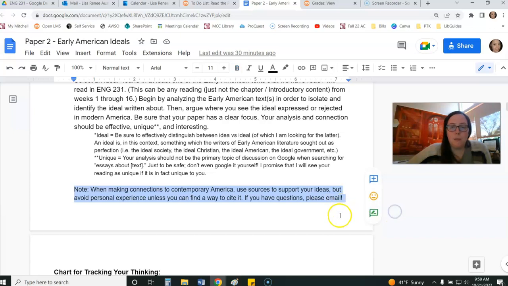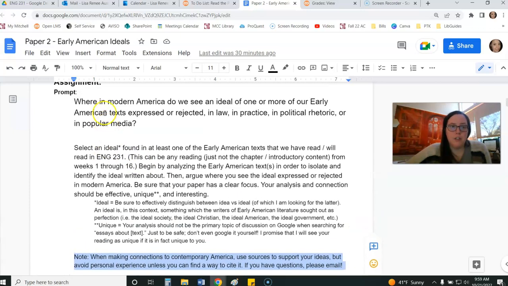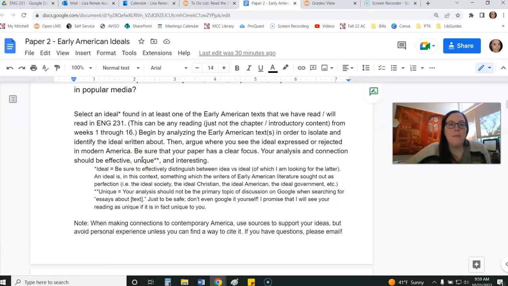One thing to note, I've had some papers in the past that cite just personal experiences instead of secondary sources when they are trying to argue whether this ideal still exists or not. And I find those papers to be ineffective. I think that you might mention a personal experience briefly in a sentence in conjunction with some secondary sources, but I don't really want to see personal experience in your paper. Obviously, this whole paper is subjective. It's your claim, your analysis, your opinion.